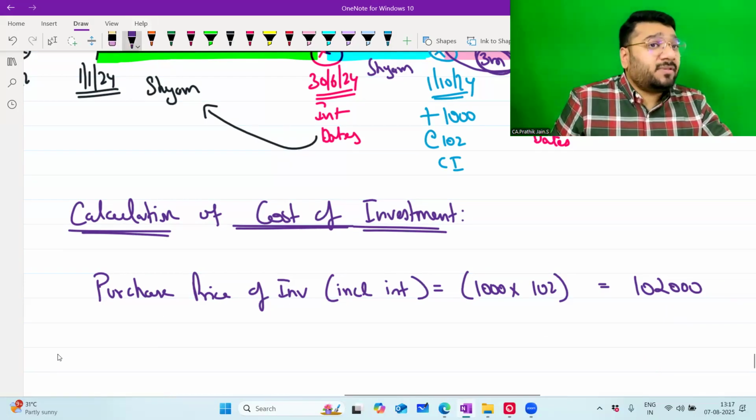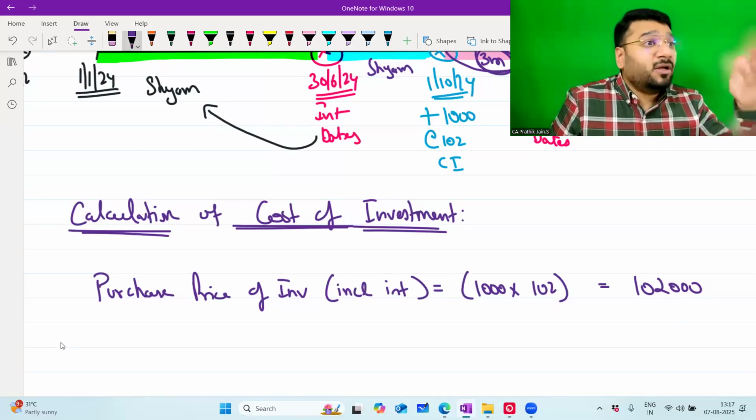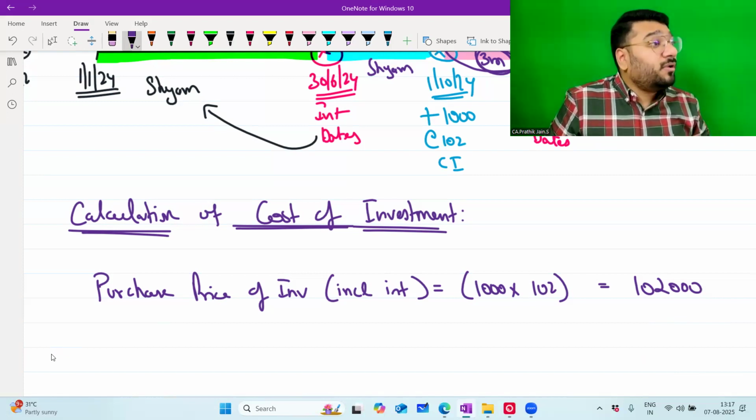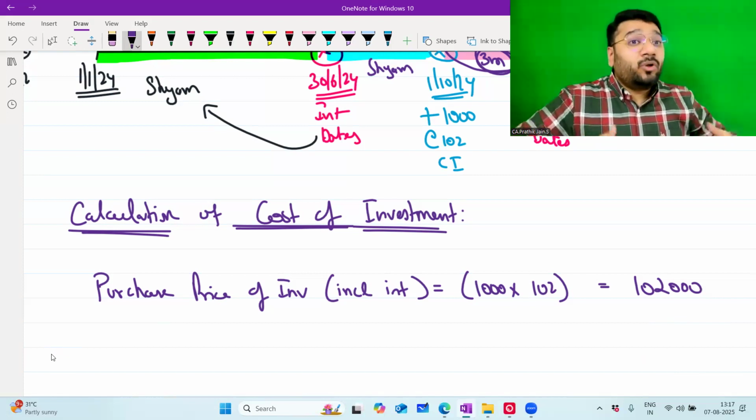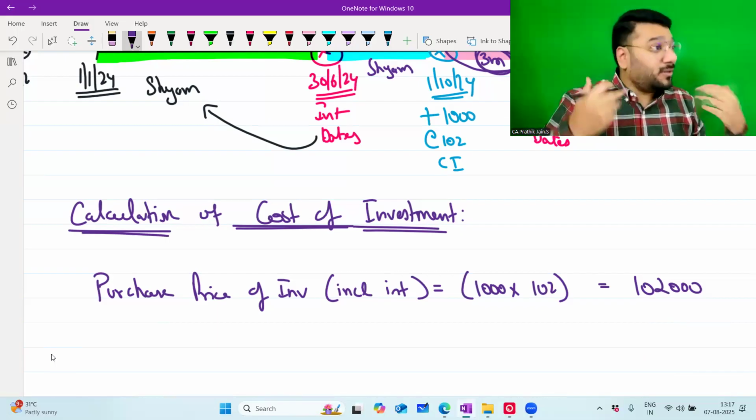CA final people, some people, I ask a question. Why are we minusing the interest component from the purchase price? Nobody is able to explain. You will become a best CA when you know. When a question is being asked, you are able to conveniently explain the concept to people.